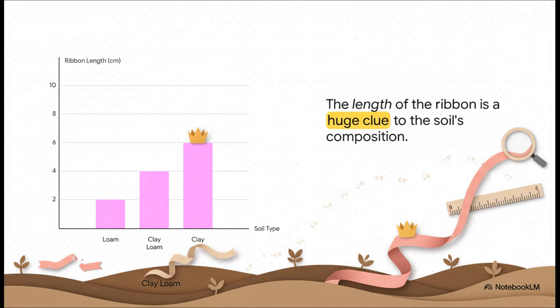If you can push it out to between 1 and 2 inches, that's 2.5 to 5 centimeters, you're looking at a clay loam. And what if you can form this long, strong ribbon that's over 2 inches or 5 centimeters long? That's your big clue that the dominant ingredient is clay. That one measurement tells you so much.